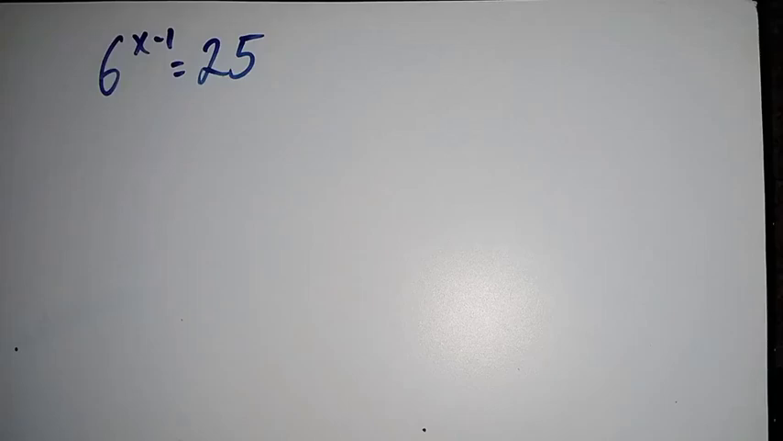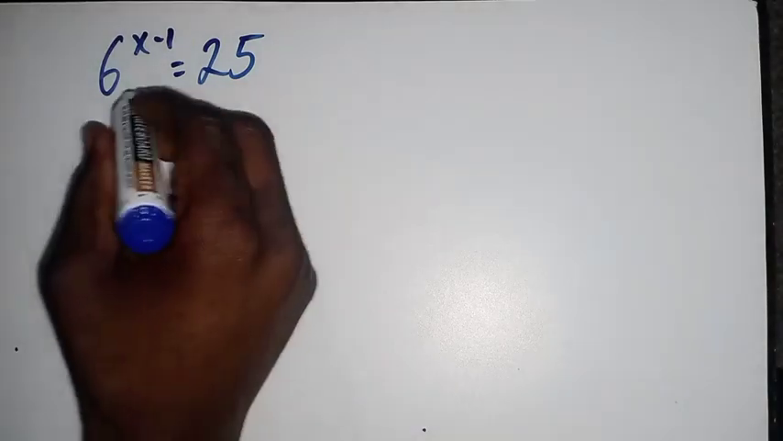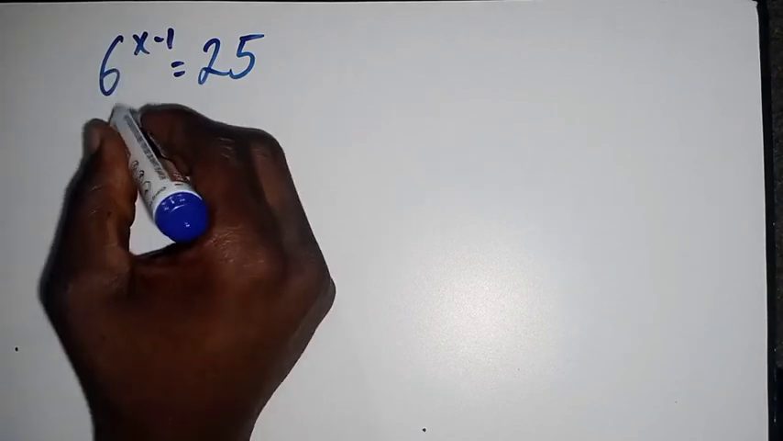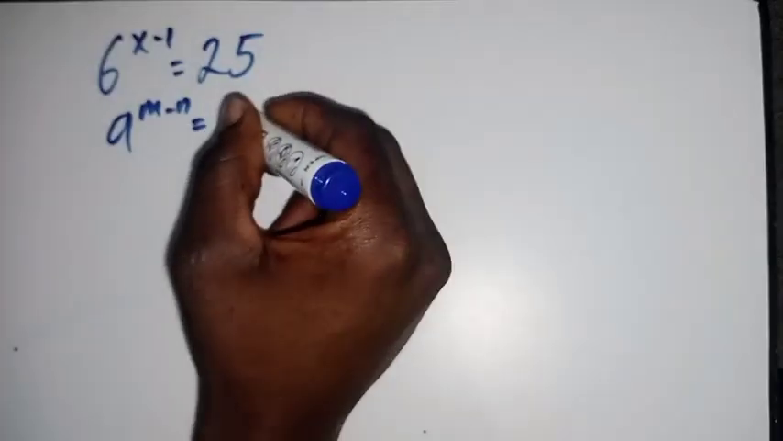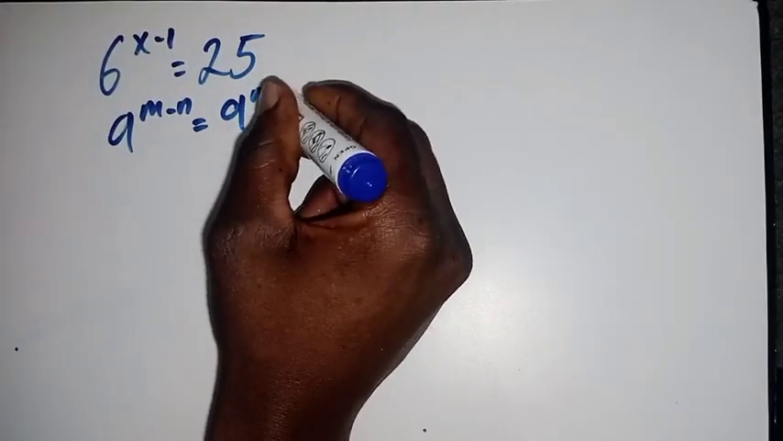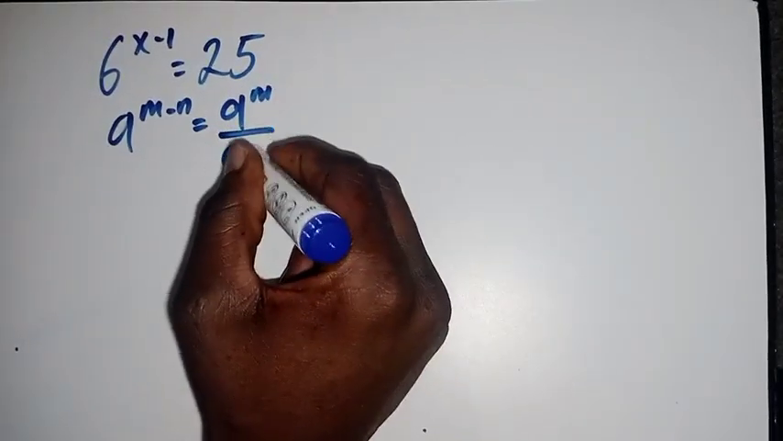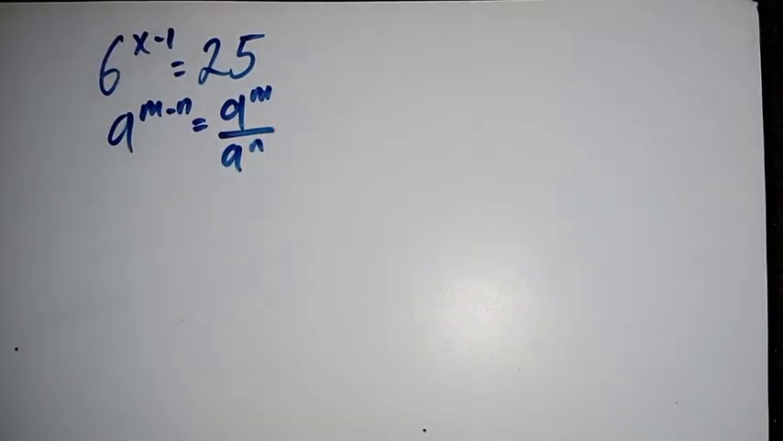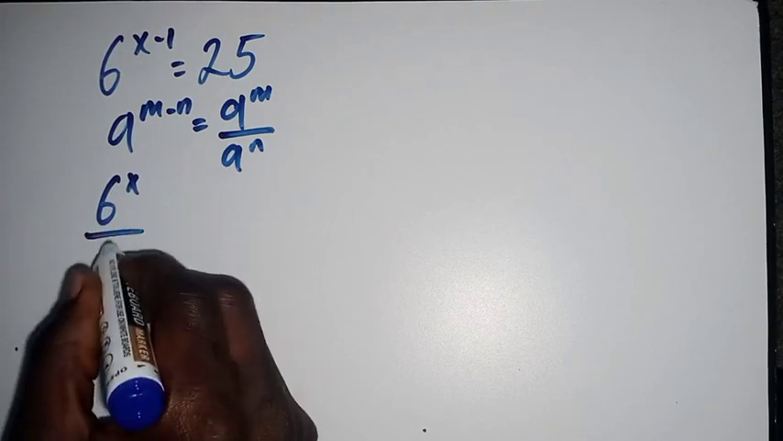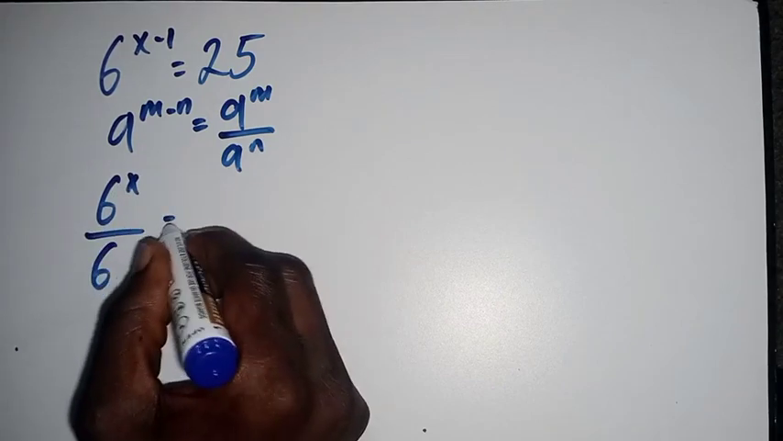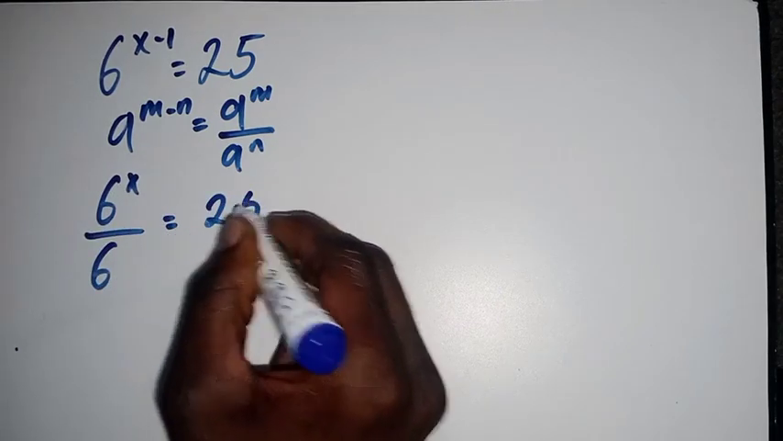In this video we're going to solve 6 raised to power x minus 1 equals 25. So applying this rule, the rule of indices, a to power m minus n is equal to a to power m over a to power n. So if we apply that, we have 6 to power x over 6 is equal to 25.